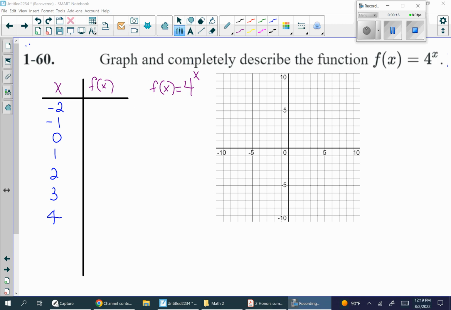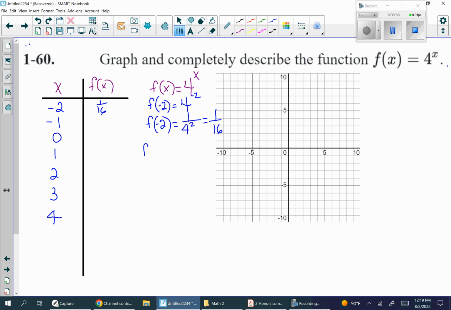So I've started a table here, and let's see what happens if we start to input some of these numbers. Don't be afraid of some negative input values. We get f of negative 2 equals 4 to the negative 2 power, which is the same as 1 over 4 squared, which is 1/16. Yes, that's a small number, and we'll have to figure out how to graph it, but we can do it. It's not a big deal.